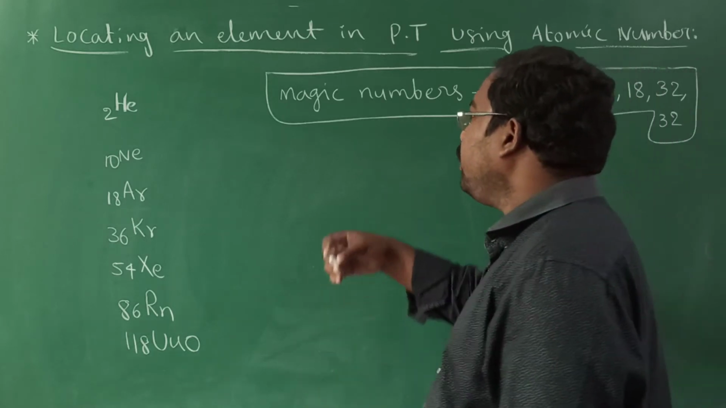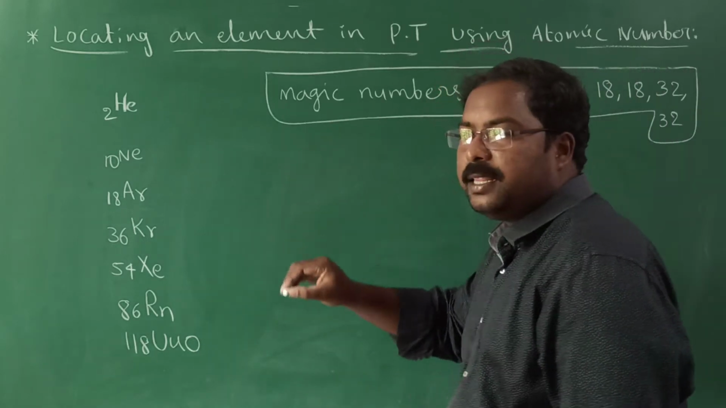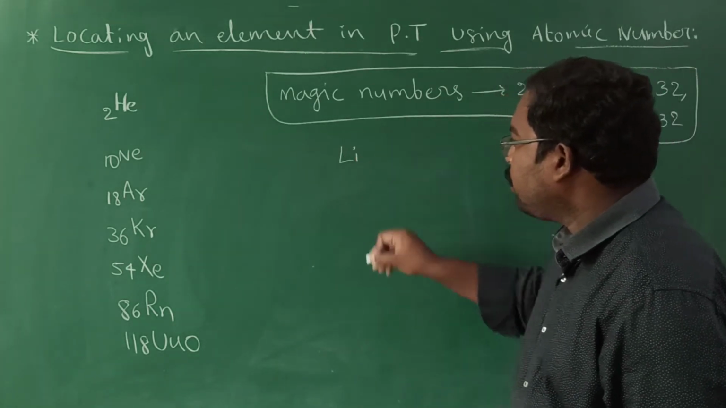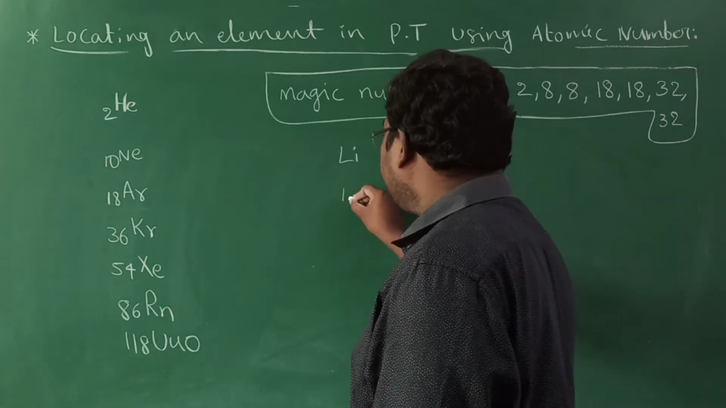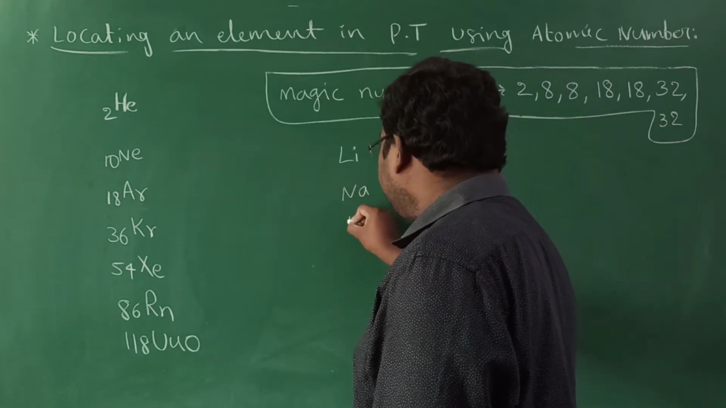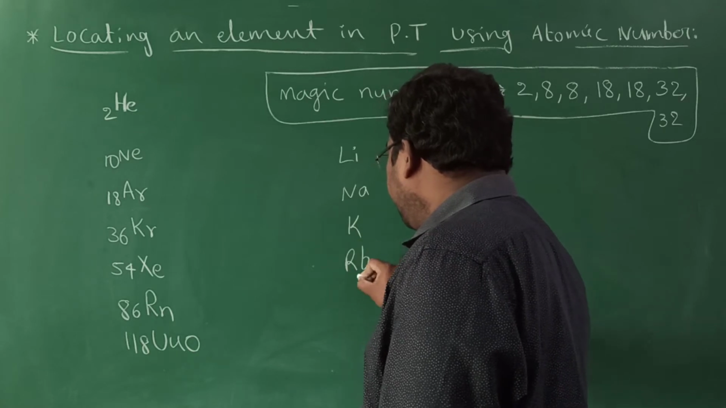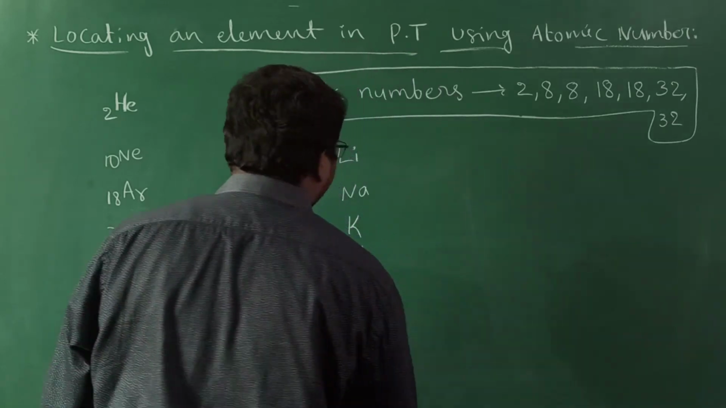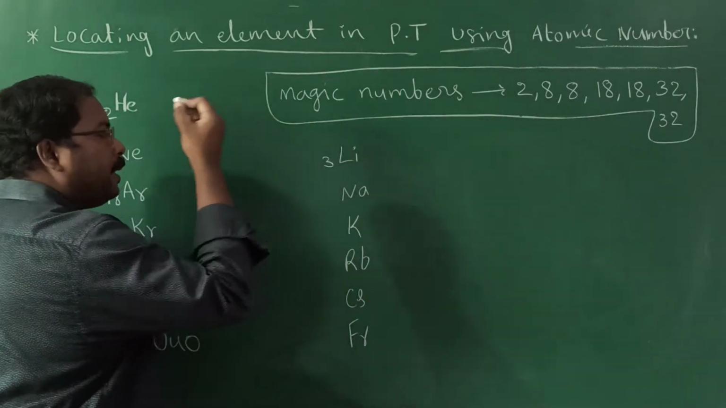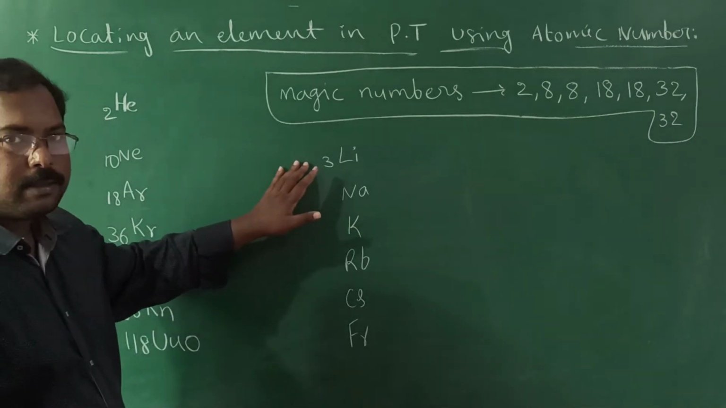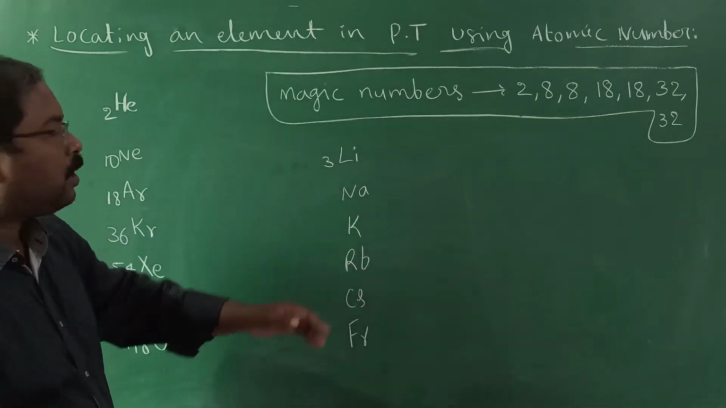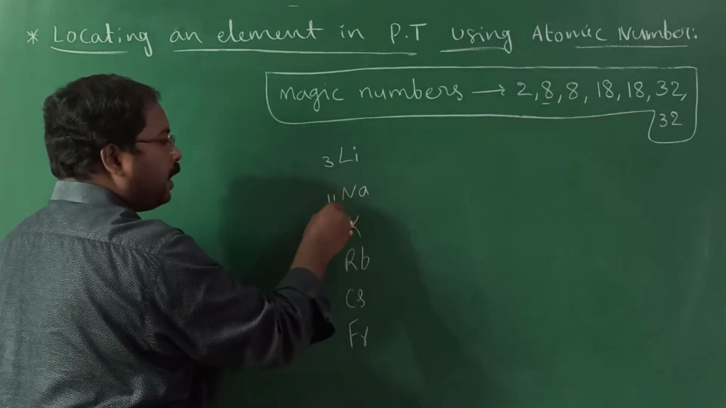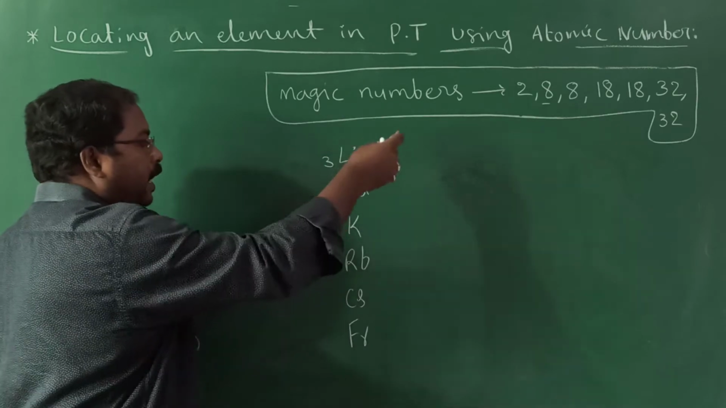For example, to get more clarity, let us look at the atomic numbers of another group. If I take the first group, lithium, sodium, potassium, rubidium, cesium and francium. We all know lithium's atomic number is 3. It belongs to the second period. Now if I want to get the next element's atomic number, we have to add 8. 3 plus 8, 11. For the next element, 8 more.